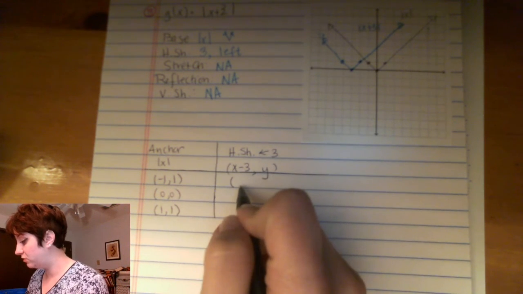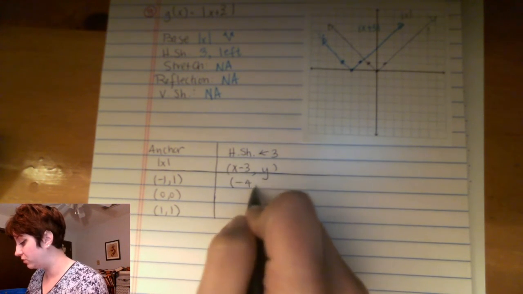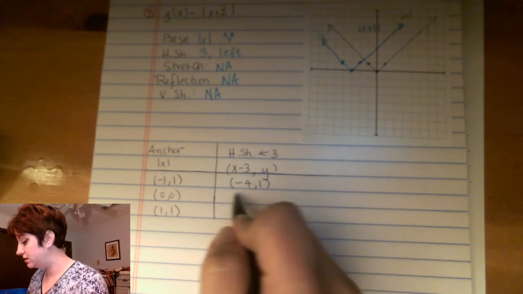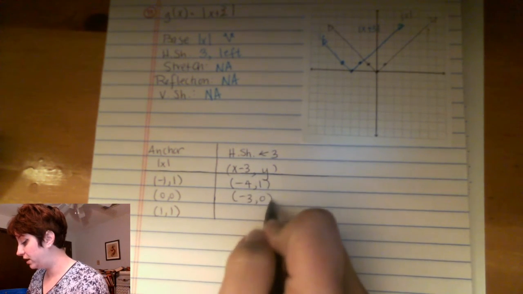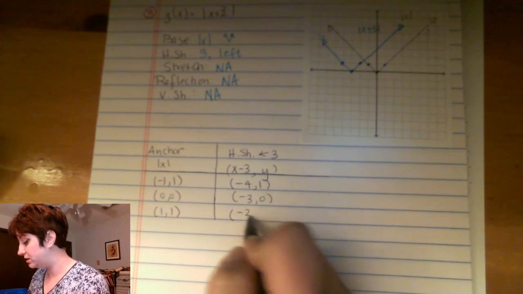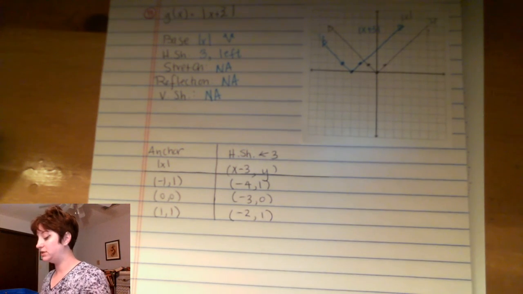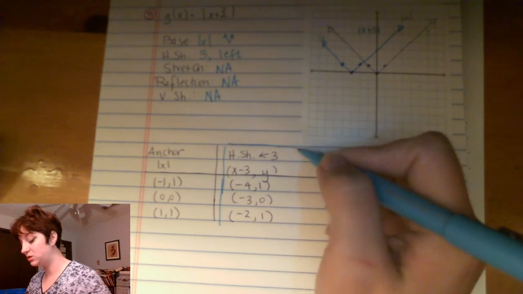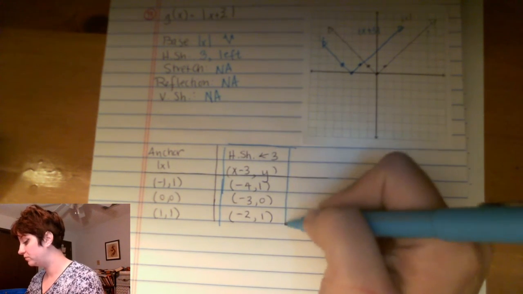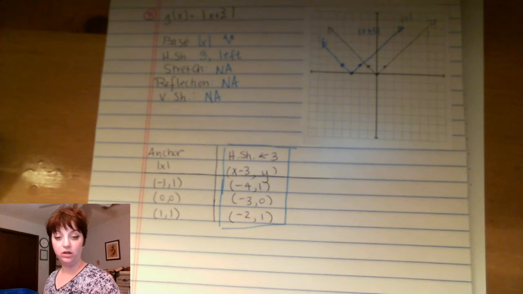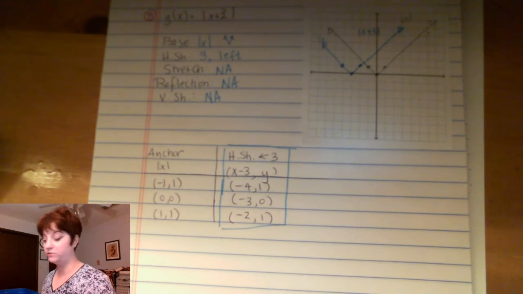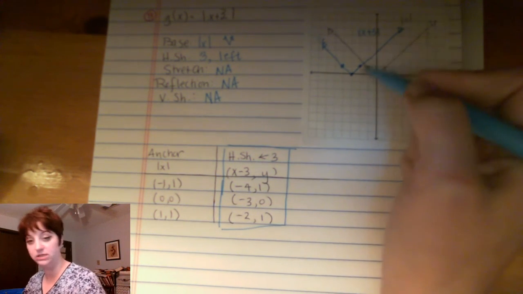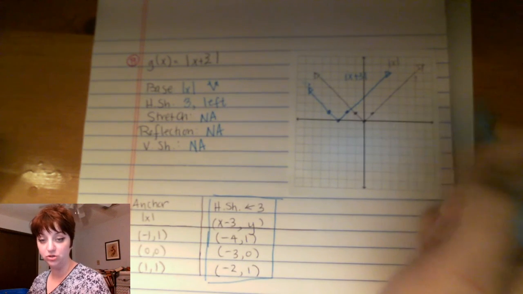So -1 minus 3 is -4. 0 minus 3 is -3. 1 minus 3 is negative 2. So the points I would plot would be this last column right here: negative 4, 1, negative 3, 0, negative 2, 1. And those are the same points that we got by doing it graphically.